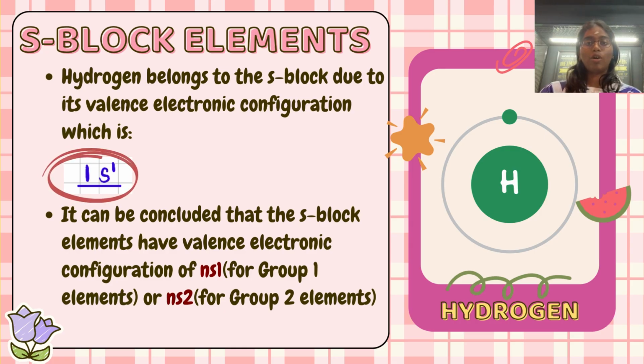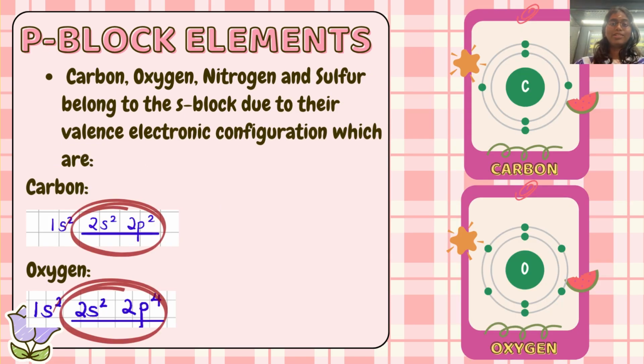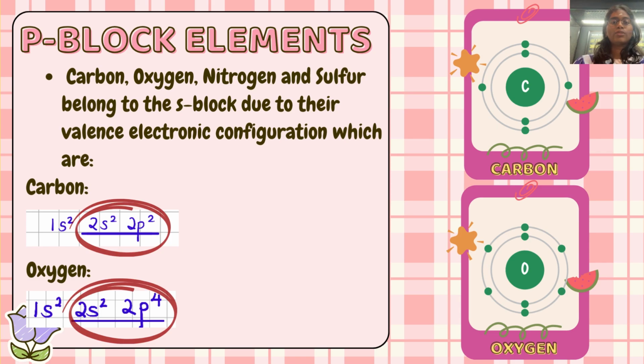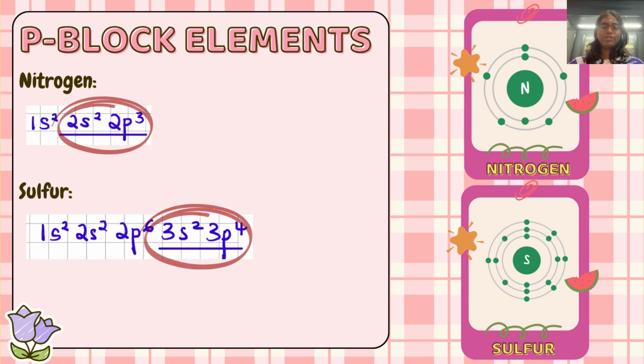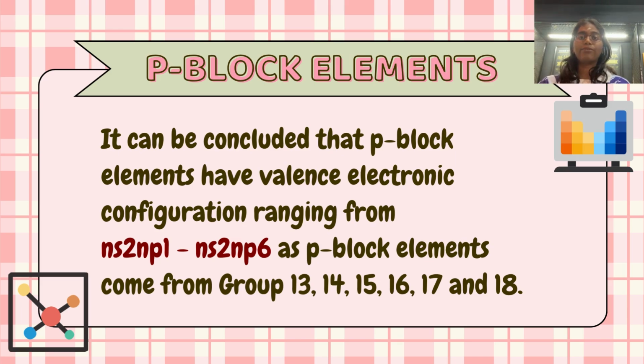Hydrogen belongs to the s block due to its valence electronic configuration, which is 1s1. Thus, we can say that s block elements have valence electronic configuration of ns1 for group 1 elements or ns2 for group 2 elements. Carbon, oxygen, nitrogen, and sulfur belong to the p block due to their valence electronic configuration, which is 2s2, 2p2 for carbon, 2s2, 2p4 for oxygen, 2s2, 2p3 for nitrogen, and 3s2, 3p4 for sulfur. Thus, we can conclude that p block elements have valence electronic configuration ranging from ns2 np1 to ns2 np6, as p block elements come from group 13, 14, 15, 16, 17, and 18.